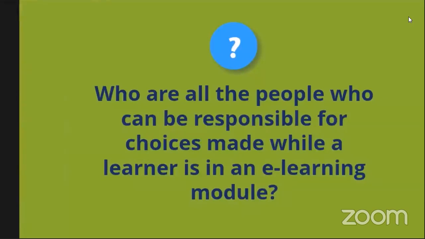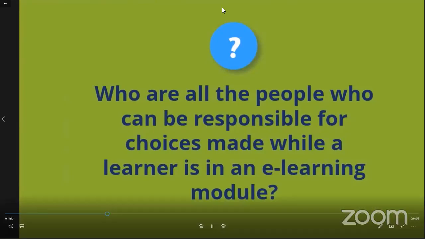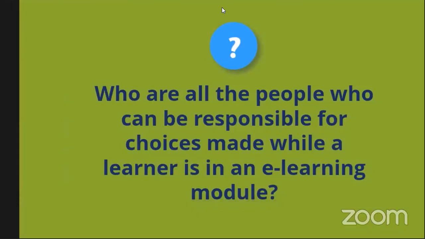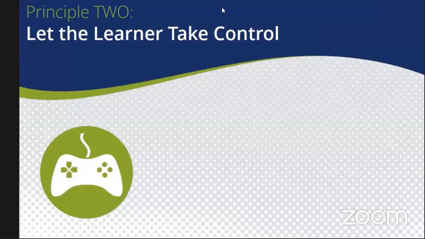Okay, our second practical principle. Our question is, who are all the people who can be responsible for choices that are made while a learner is in an e-learning module? That is, at the time that training is taking place, who is making cognitive, meaningful decisions? In a classroom, it often is the instructor who has a good sense of where the class needs to go. When a learner is working independently in e-learning, the learner is the only person who can be making choices. And if the choices the learner is making are not really choices at all, like hitting next, that are meaningless, there's not going to be much meaning or direction happening. And so the second practical principle is: let the learner take control.